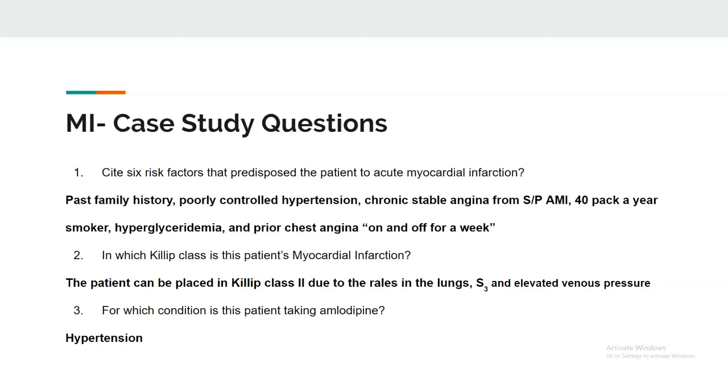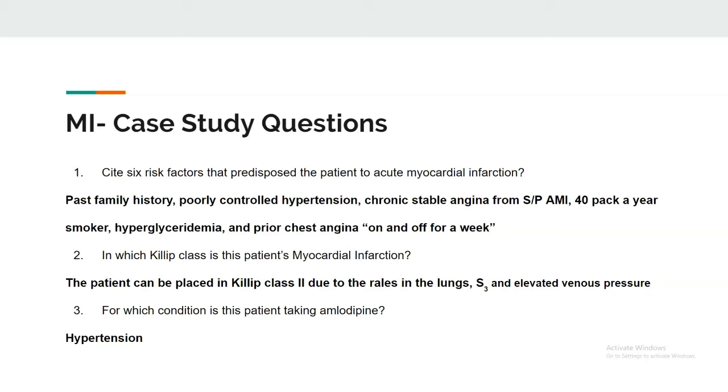Which Killip class is a myocardial infarction? He was in class 2 due to the rales in his lungs and the S3 and elevated venous pressure, which was found during some of the testing that was done in this case study.